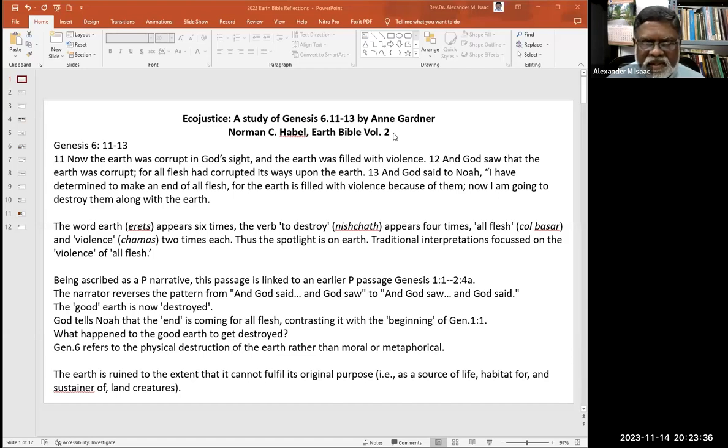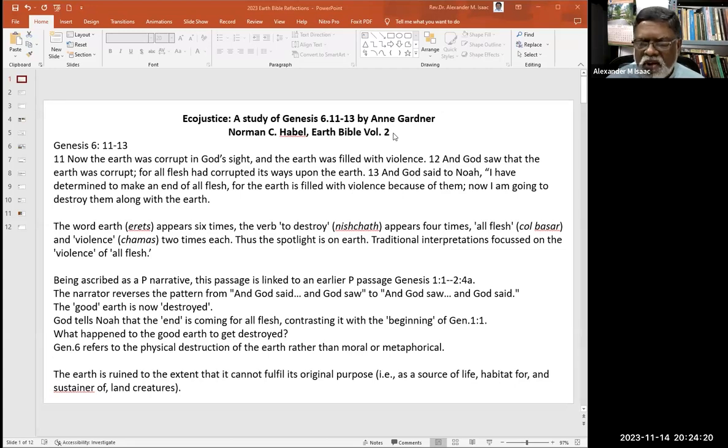The word earth, in Hebrew, is eretz. You must be familiar with that word by now. And eretz appears 6 times in this small passage of 3 verses. The verb to destroy, nishkat, appears 4 times, and all flesh, called basar, and violence, hamas, 2 times each. Therefore, the spotlight in this passage is on earth.